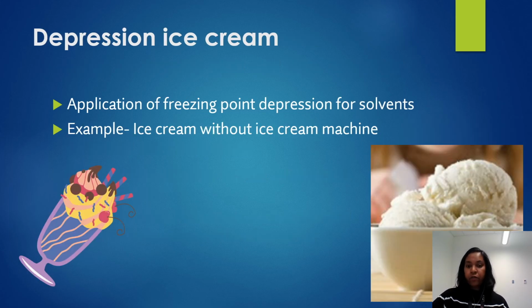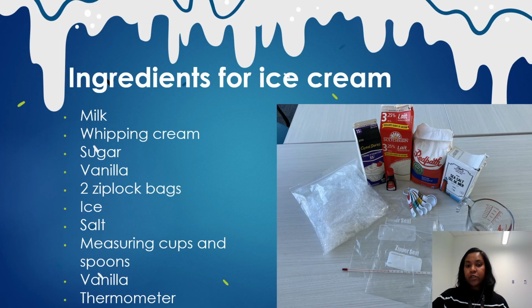Another application of freezing point depression is making ice cream. That's what we are going to try today. So let's see how we are going to make ice cream without an ice cream machine. From the next video, I'm going to show you how to make ice cream using this freezing point depression concept. To make the ice cream, we need milk, whipping cream, sugar, vanilla, 2 Ziploc bags, ice, salt, measuring cups and spoons, and a thermometer. Let's see how we can combine all this together to make ice cream without an ice cream machine.